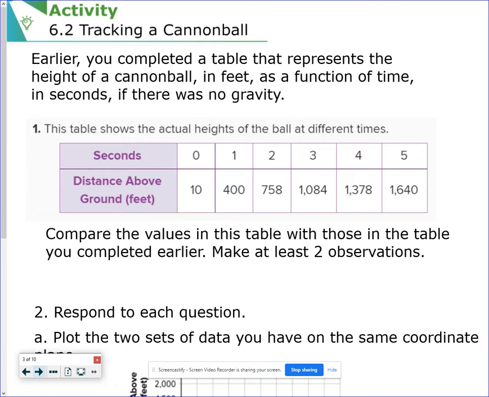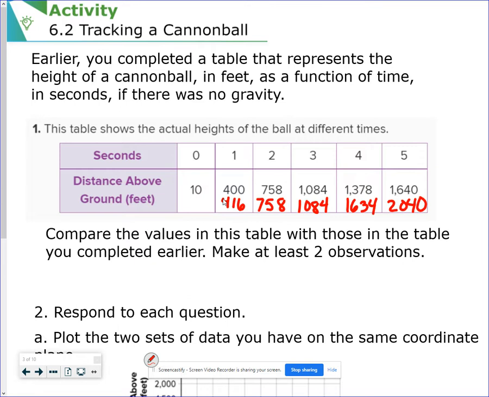Now, realistically, we know that's not just going to keep going forever and ever. It's not just going to keep on going out into outer space, right? Because there is gravity. So we've got this actual table here. This is showing what the real heights are. Let me rewrite what we had here. At 0 seconds, it was 10 feet. We had 416, and we had 758, and 1084, and 1634, and 2040. So you can see there's clearly a difference in these heights.